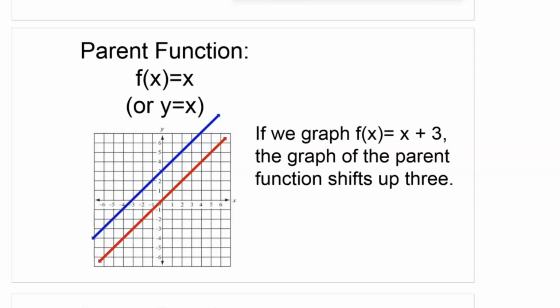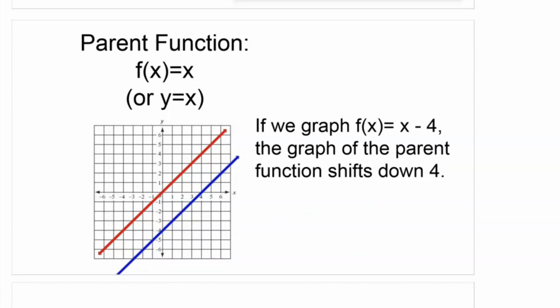And then if we take the equation f of x equals x plus 3, that's the blue line, you can see that we moved up 3 units. So if we started at the origin here on the parent function, and then we had this plus 3, that made us move up 3 units. So now we have a point here at 3 on the y-axis. All that the x plus 3 did is move that entire line up 3 units.